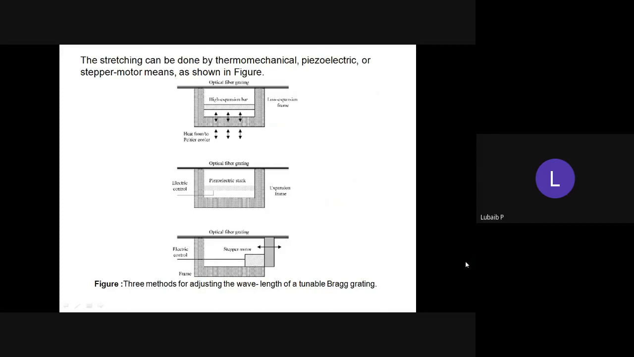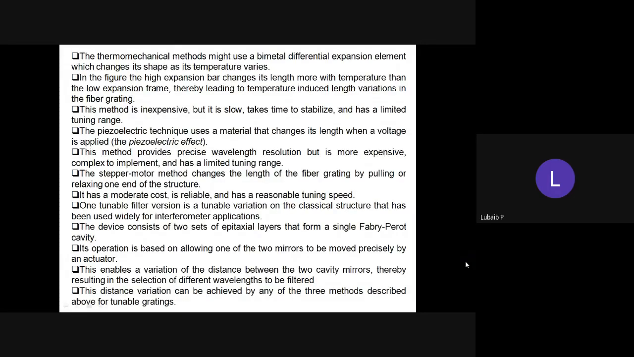In the same way, for the optical filter we have some tuning, that is the tuned optical filter. This tuning changes the center frequency, the center wavelength. The center wavelength can be tuned by using these three methods. The first one is the thermomechanical method, which uses a bimetal differential expansion element that changes shape as temperature varies. That is, as its temperature varies, the shape varies.